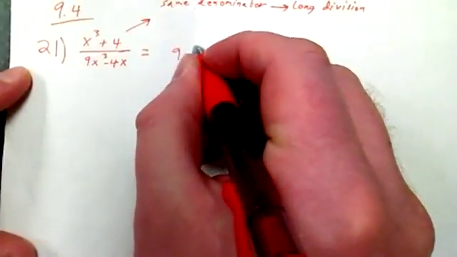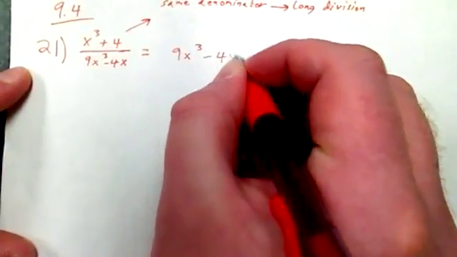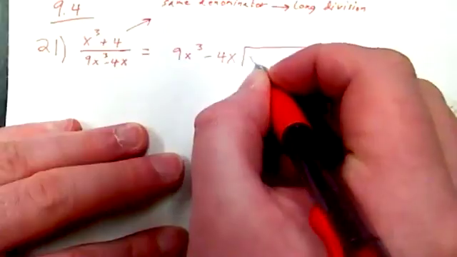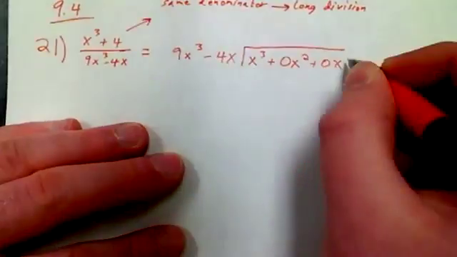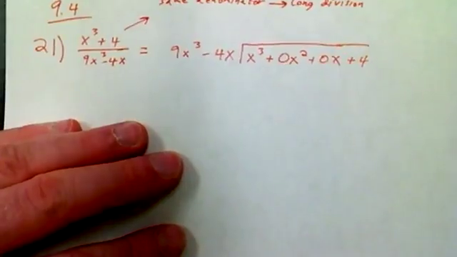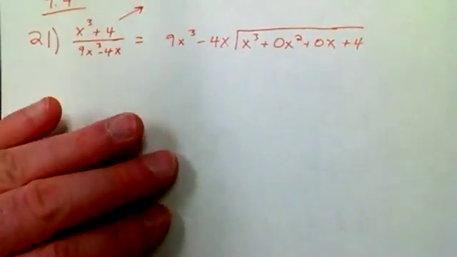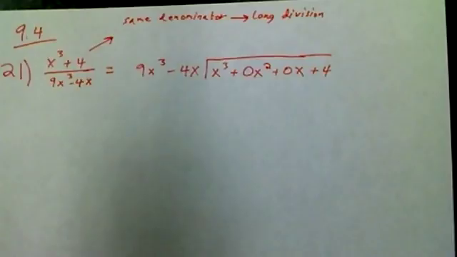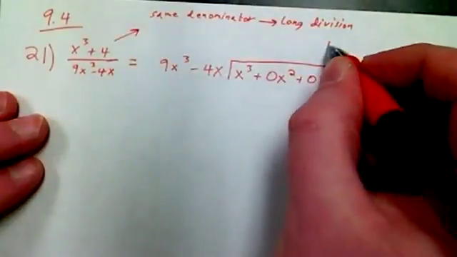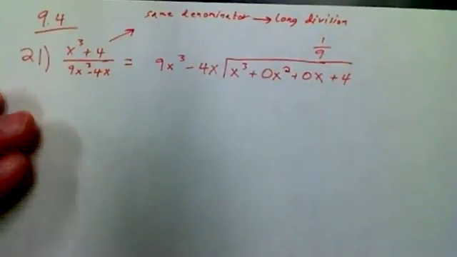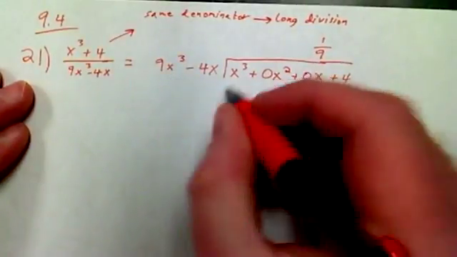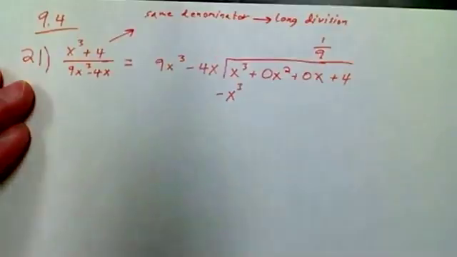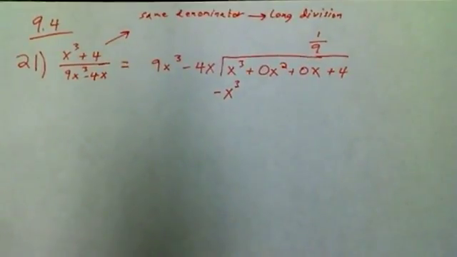So I'm going to do 9x cubed minus 4x into x cubed plus 0x squared plus 0x plus 4. Remember, you need these zeros as placeholders, okay? So I'm going to do my normal long division, okay? And I notice first that I need 1/9, right? 1/9 times 9x cubed is x cubed. So I'm doing the long division right now, okay?